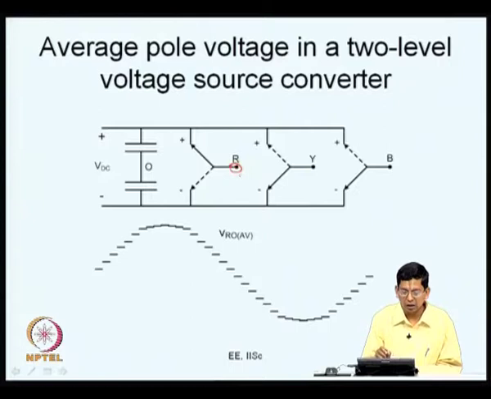This R is being measured with respect to O, therefore you call it VRO, and this VRO is averaged over one switching interval, and therefore we call this VRO average. Now, how does this VRO average vary? It can be varied in several fashions. Usually, we will tend to vary it in a sinusoidal fashion.